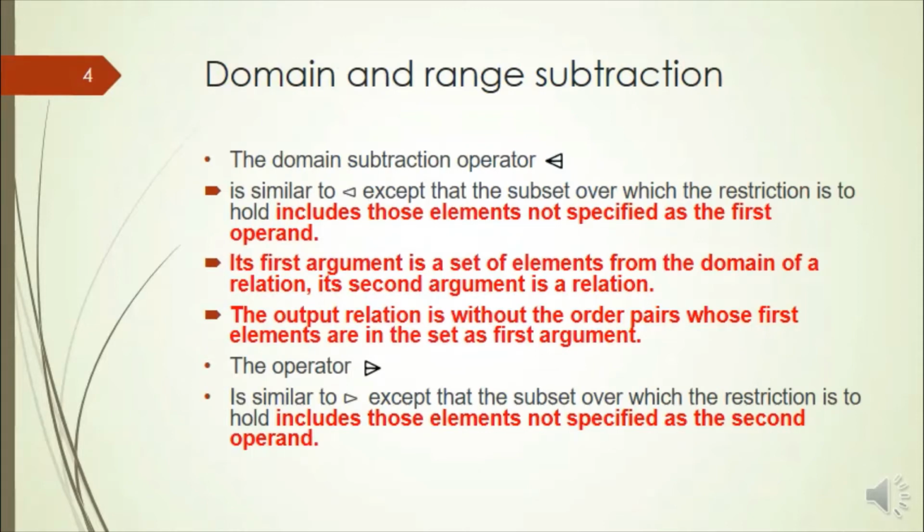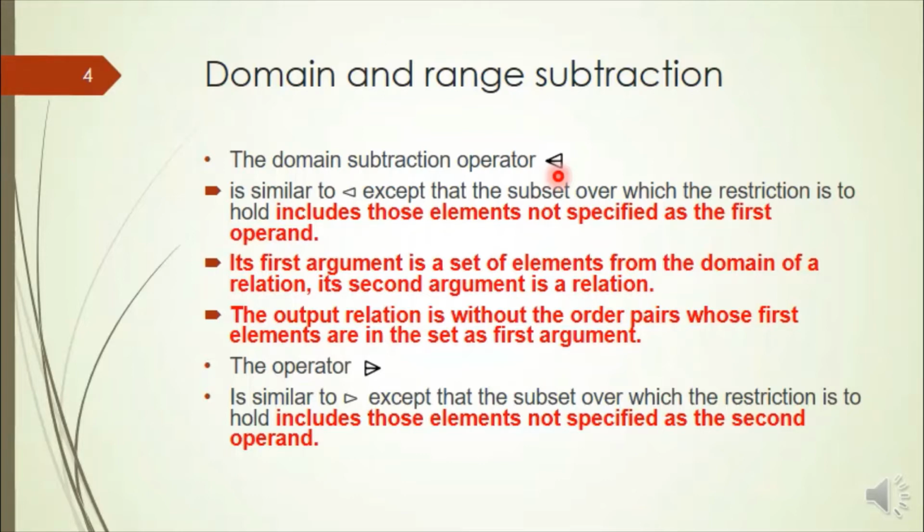Students, we have already learned about the domain and range restriction operator. Now we learn about the domain and range subtraction operator. The domain subtraction operator is represented by a triangle with a line indicating towards the left. It has two arguments. The first argument is a set, which is actually a subset of domain, and the second argument is a relation.